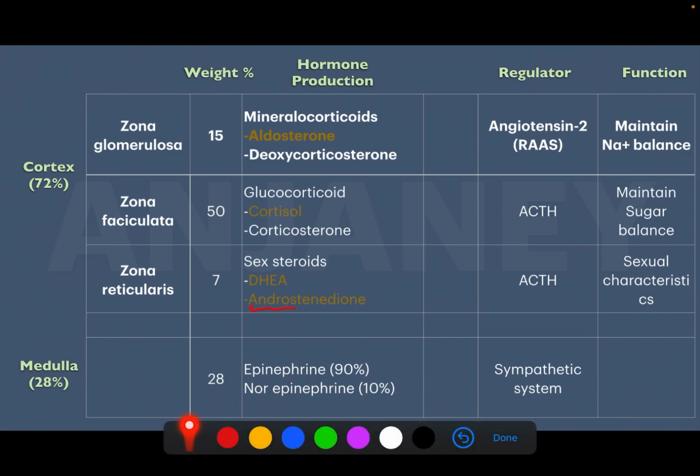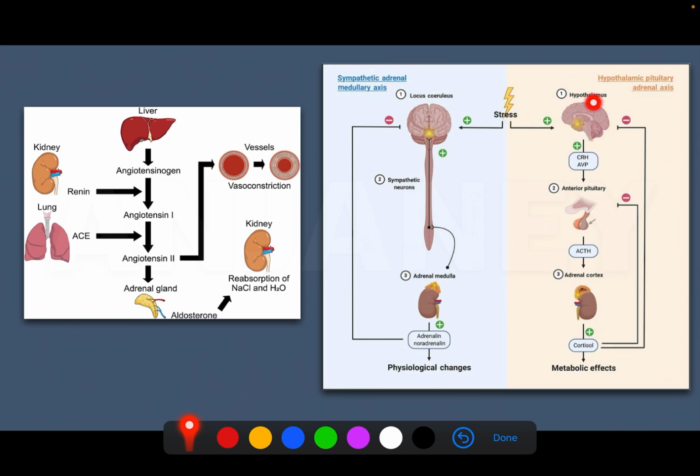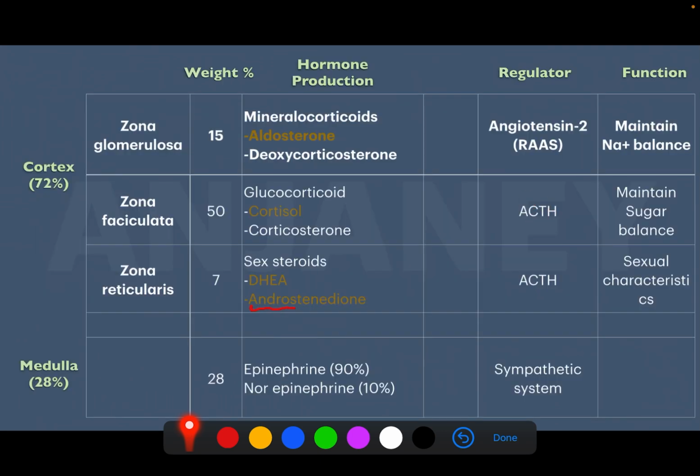Now, how are these hormones regulated? This gland is secreting these hormones, right? So who is telling it to release those hormones? We have three regulators, which we are studying in the next slide. Here you can see the hypothalamus releases CRH, which tells the anterior pituitary to release ACTH. Now this ACTH tells the adrenal glands to release cortisol. So cortisol is under the control of ACTH, right? ACTH regulates cortisol, DHEA sulfate and androstenedione. So ACTH is regulating these two things.